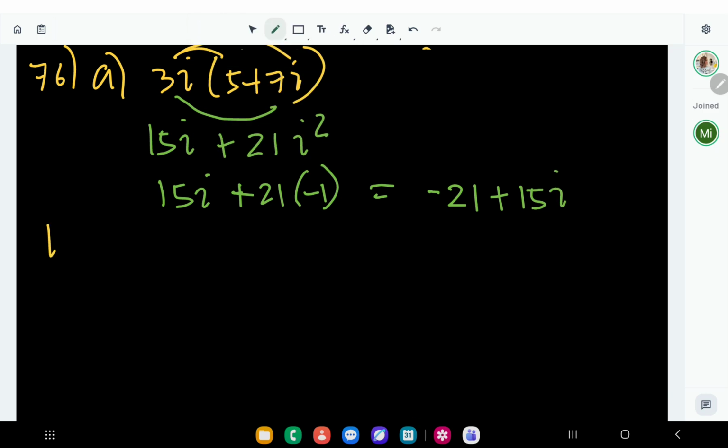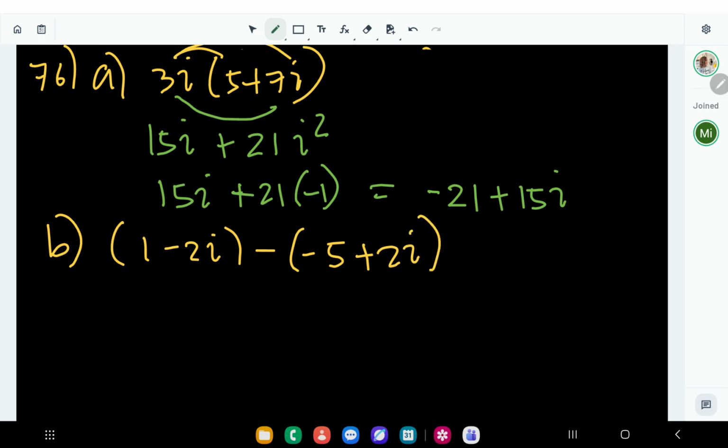Then for letter B, we have 1 minus 2i minus negative 5 plus 2i. Okay, we get rid of the parentheses. So this is 1 minus 2i plus 5 minus 2i. Then this is 6 minus 4i. Did we do it correctly? 1 plus 5 is 6. Negative 2 minus 2. Yeah? We did it correctly.